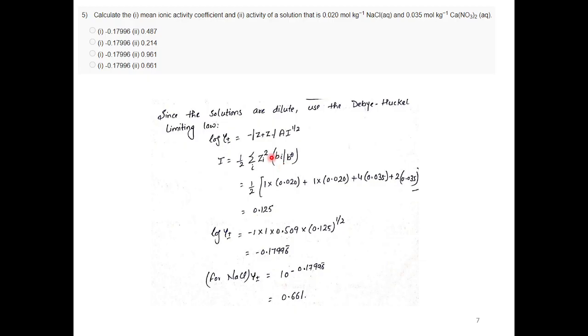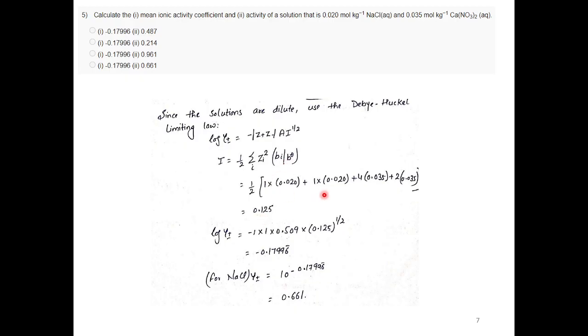So this is the z i, this is the mole fraction, right? This is the mole fraction, or the molarity, right? Half summation of m i z i square. So from there, the charge for sodium and chloride both is plus 1 and minus 1, calcium 2 plus and nitrate minus, right? So like this way you can get 0.215, right?